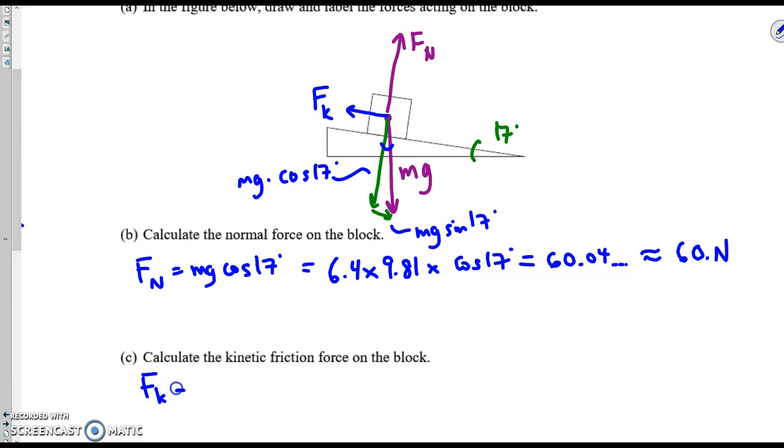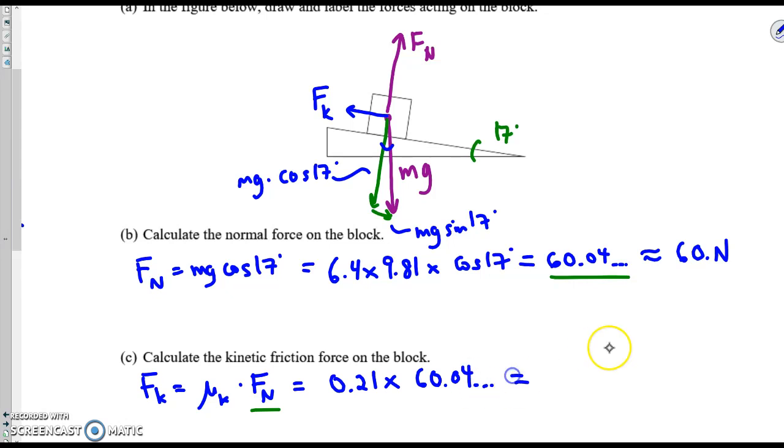Friction, kinetic friction. The force of kinetic friction equals the coefficient, mu, times the normal. So the coefficient they gave us is 0.21. I multiply by the normal force, which is this unrounded value here, 60.04... And what do I get for friction? Negative 12.6... Well, I should leave the negative out for now, which rounds to 13.